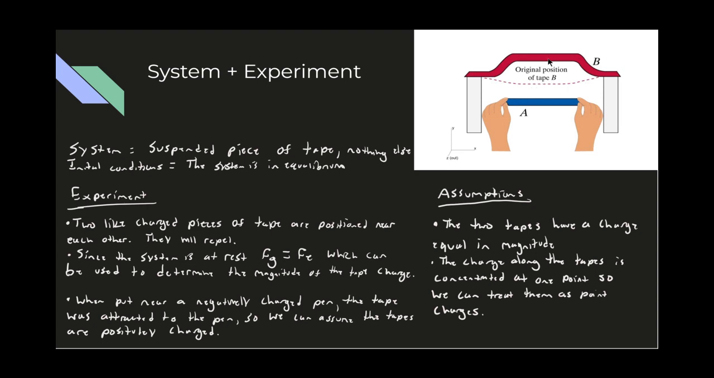Once the system is in position, it is in equilibrium, so we can use the distance of separation in Coulomb's law, as well as Newton's second law, to determine the charge of these tapes. We were able to identify that the tapes were positively charged based on interactions with other objects of known charge. For this experiment, we will assume that the two tapes have equal charge and magnitude, and that the tape's charge is concentrated at the center, so they can be treated as point charges.